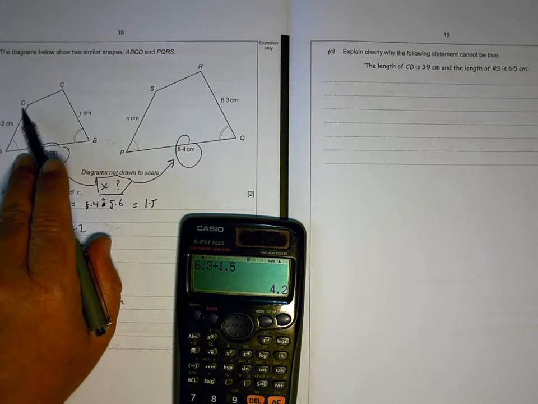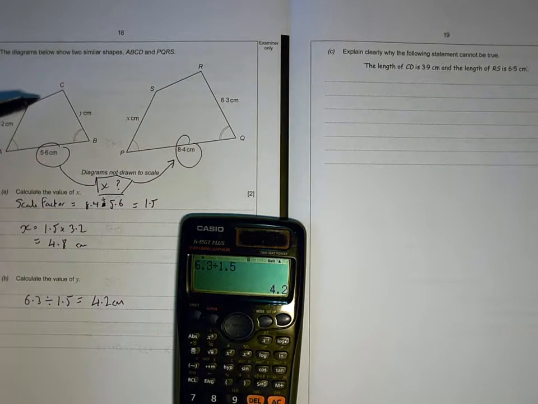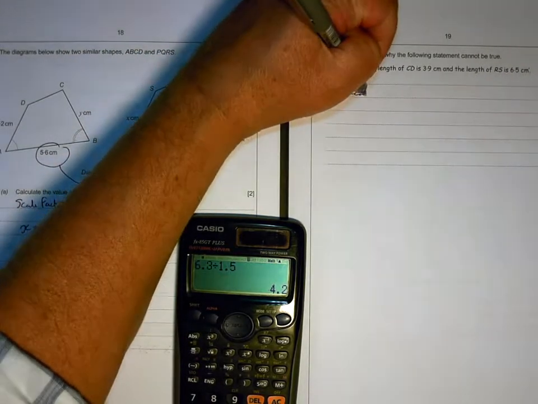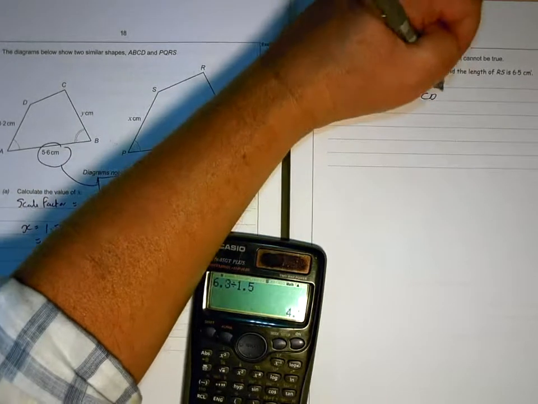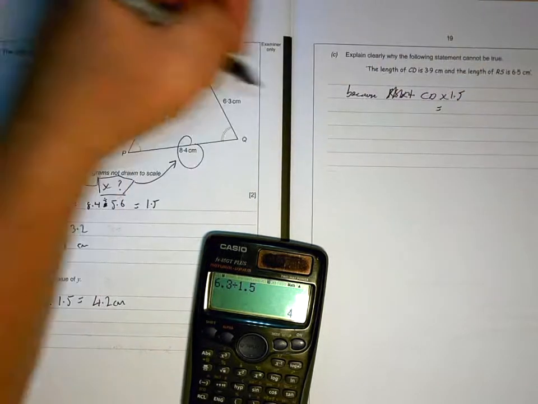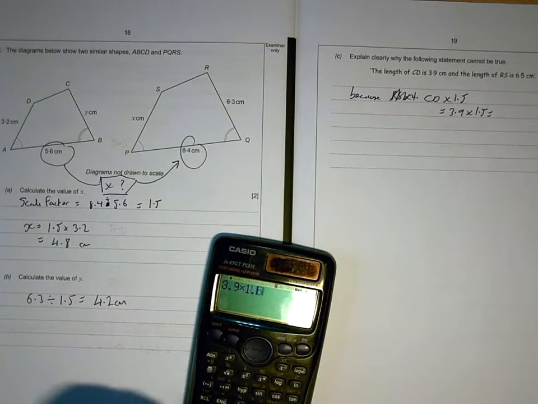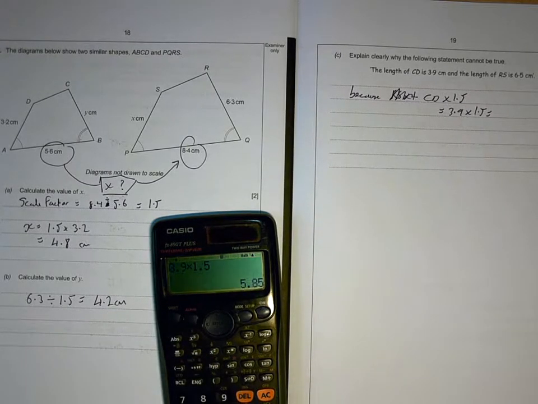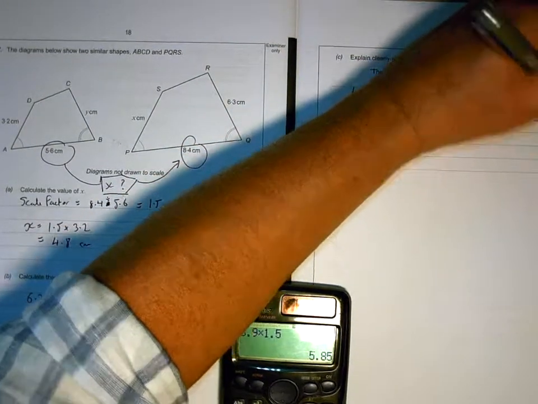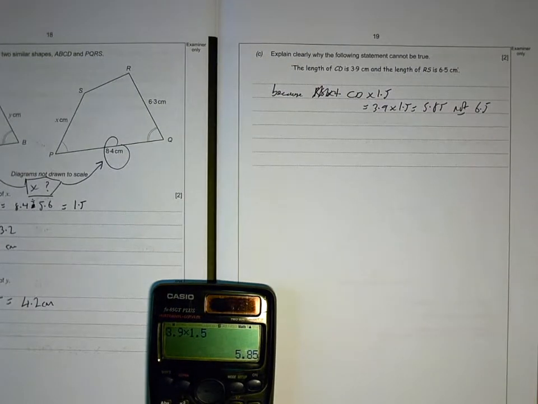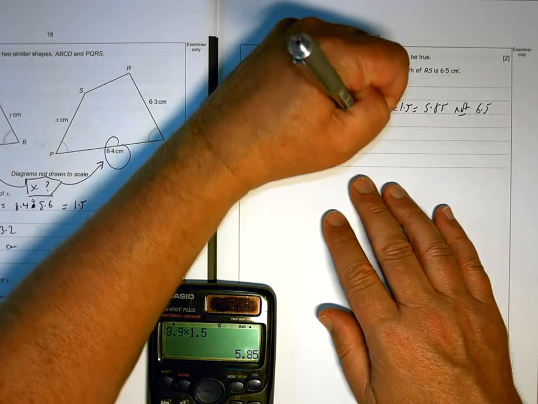So CD is there. So if CD is 3.9, RS will be 1.5 times as big. So because CD times the scale factor 1.5 is 3.9 times 1.5, which is 5.85. Not 6.5. So it's not 1.5 times bigger, i.e. RS is not 1.5 times bigger than 3.9.